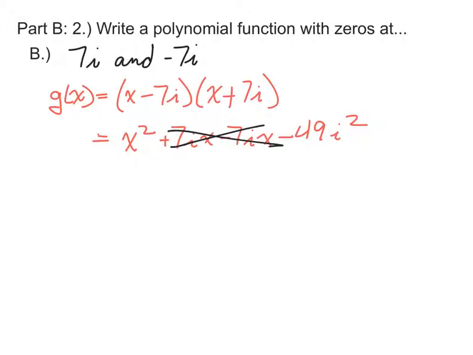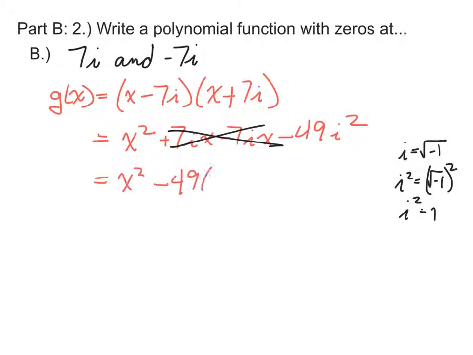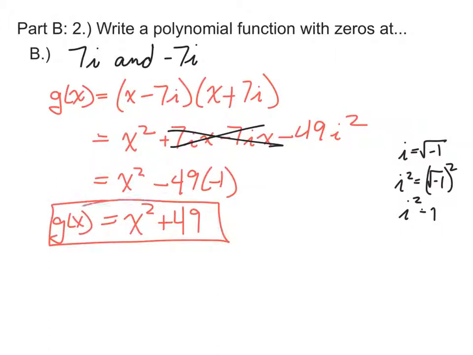The other thing is this i squared. See, i is equal to the square root of negative 1. So if we're looking at i squared, that'd be the square root of negative 1 squared, which we call negative 1. So when we're simplifying this entire expression, we'll have x squared minus 49 times negative 1, which is x squared plus 49. Then label it with the g of x, and there is our polynomial function, x squared plus 49.